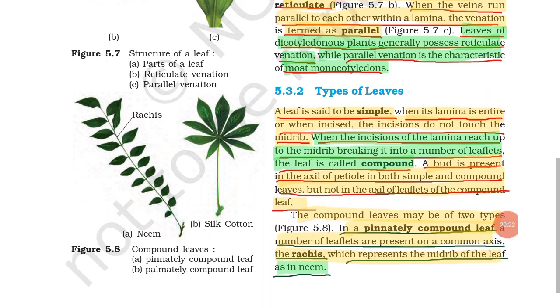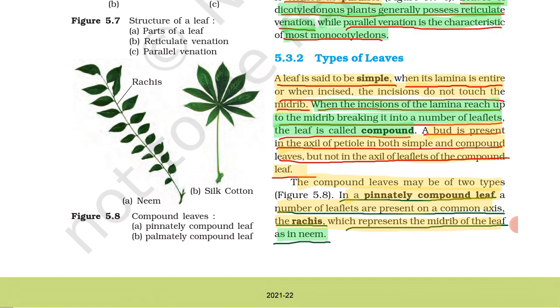Let's learn types of leaves. A leaf is said to be simple when its lamina is entire or when the incision does not touch the midrib. So a leaf is said to be a simple leaf when the lamina is entire or when incised, and this incision does not touch the midrib.